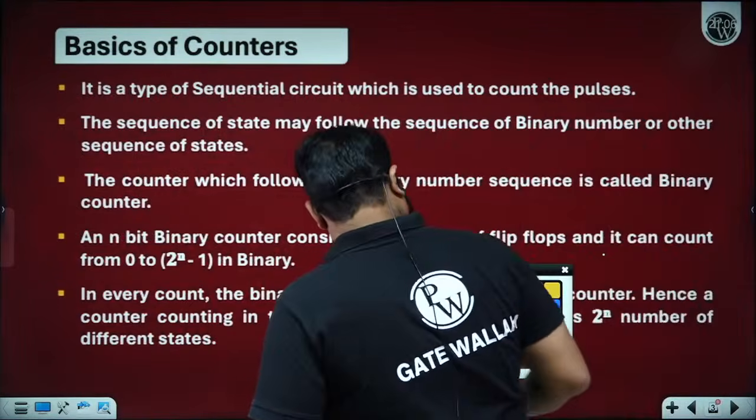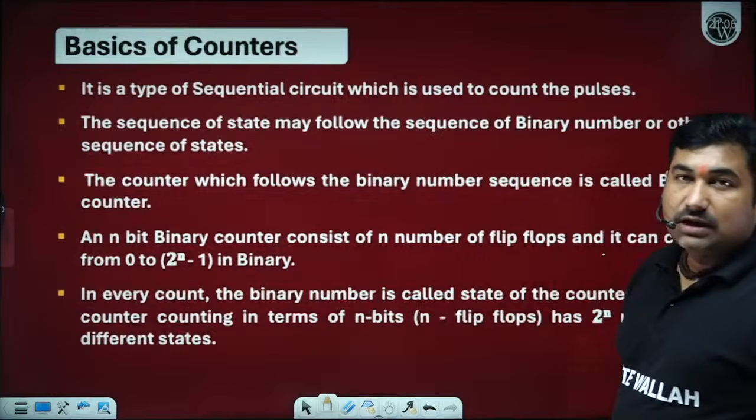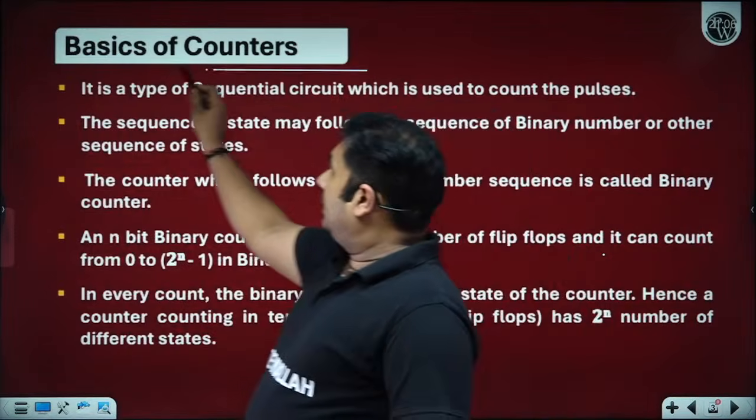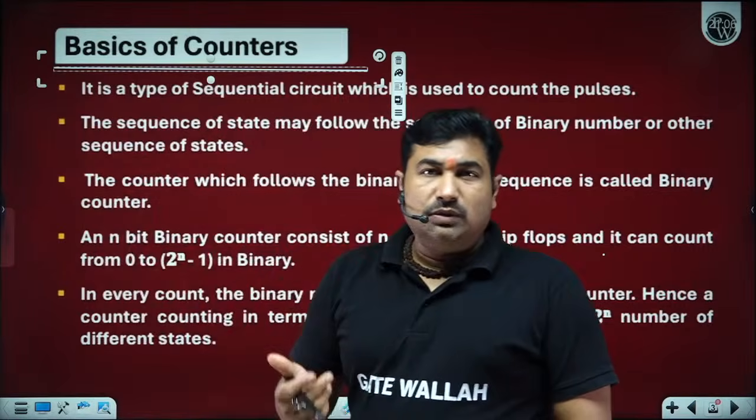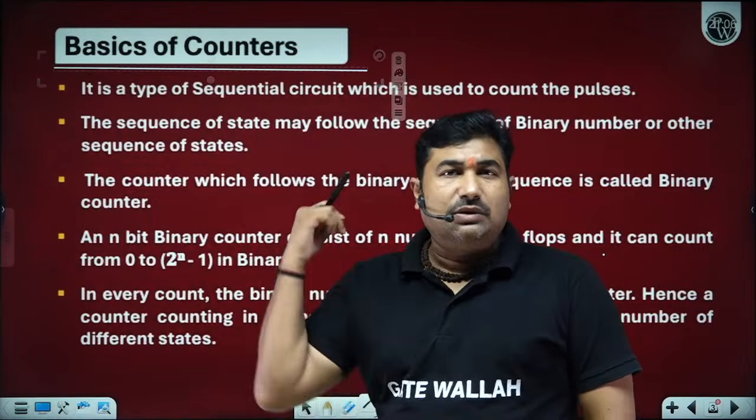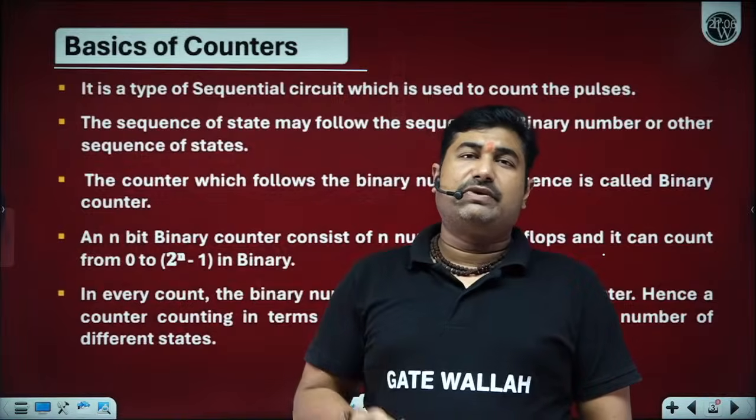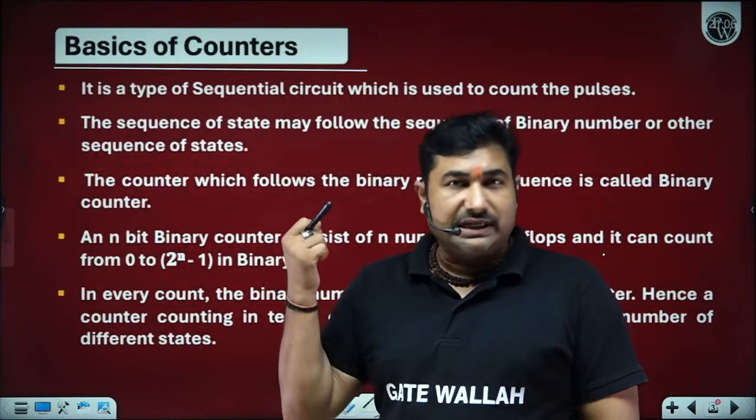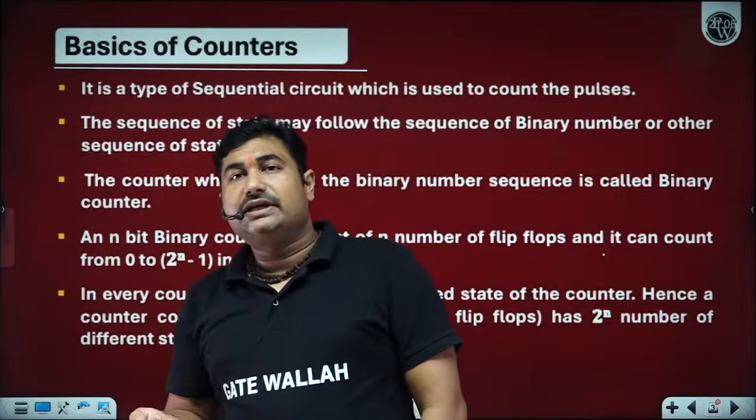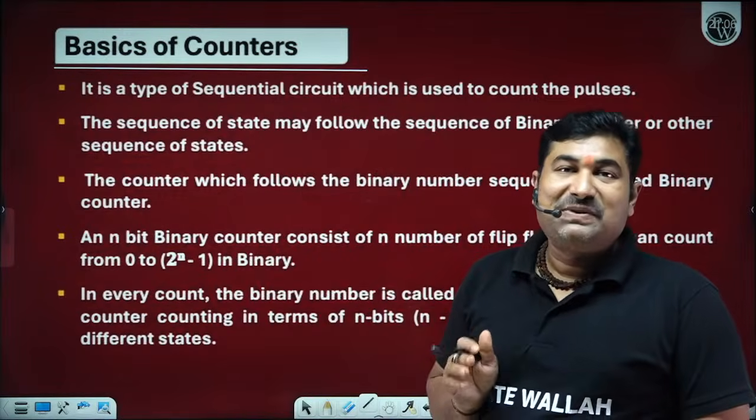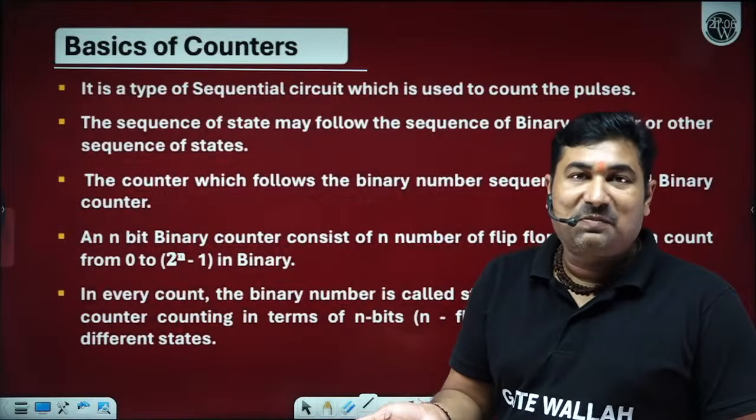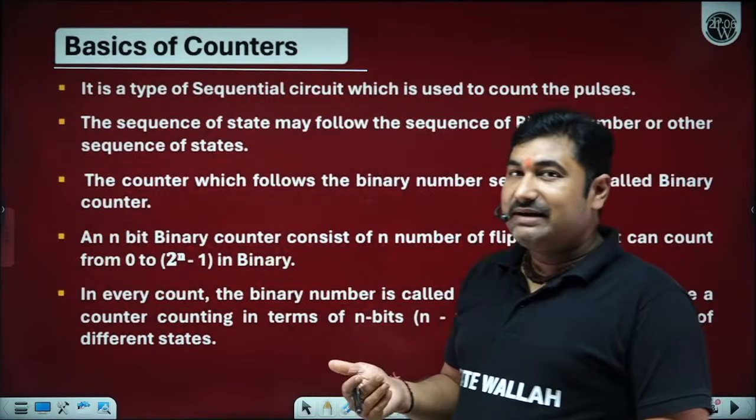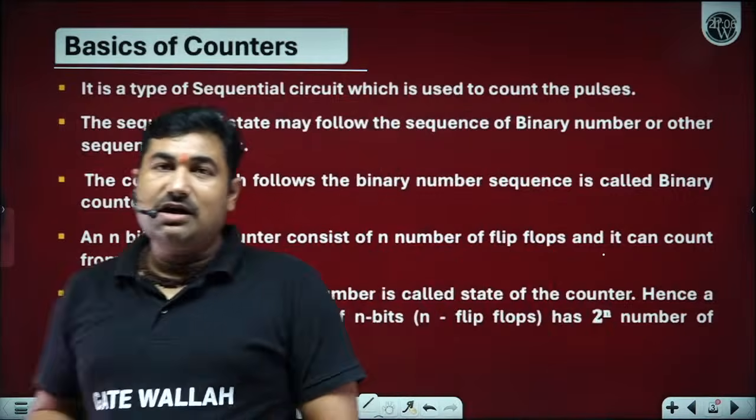Now please observe the basics of counters. If we talk about a counter in a single line, a counter is nothing but a frequency divider circuit, and it is designed to count the number of clock cycles through which it operates. Basically, a counter counts clock pulses, as the name counter suggests. So it counts clock pulses.